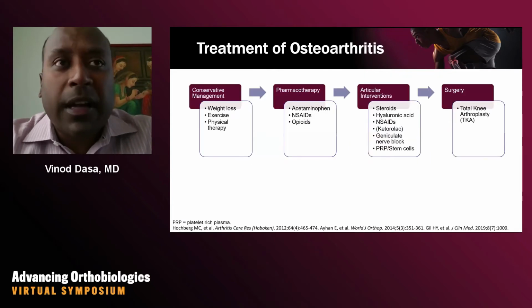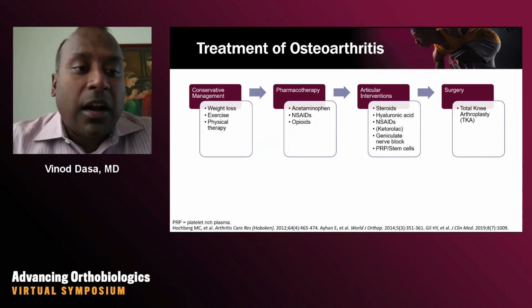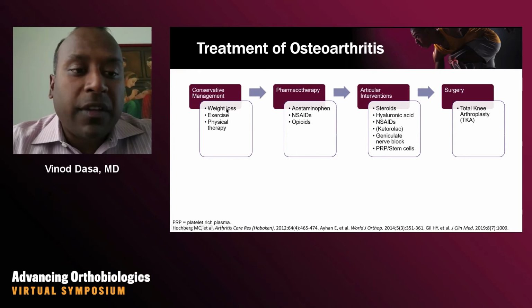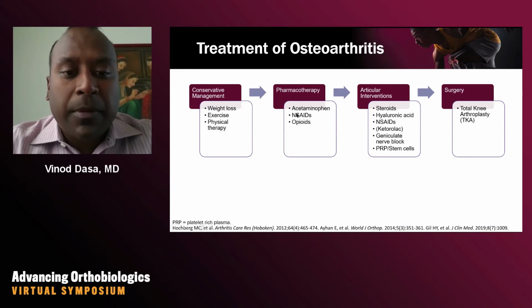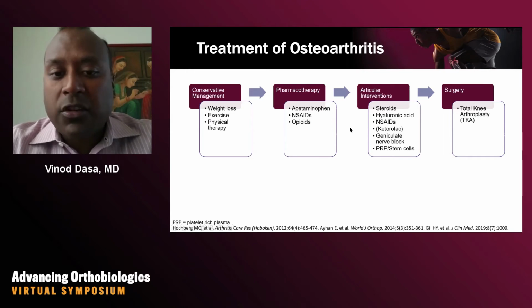When we look at the paradigm and the treatments of osteoarthritis, obviously we start with non-operative and non-surgical management first: weight loss, exercise, physical therapy. Then we start becoming more and more aggressive with over-the-counter and then prescription-based treatments. And then we get into more interventional-based treatments and then ultimately surgery.